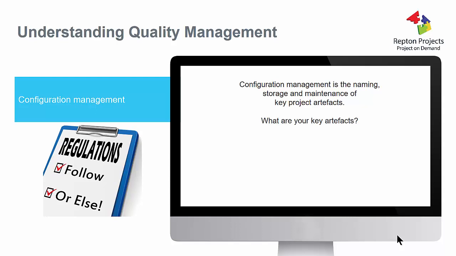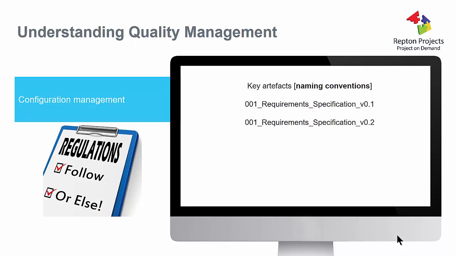So a question really is, what are your key artifacts? And if we lost it, would it stop the project? So a key artifact might be a business case for the project. It might be your requirement specification. Think about what would happen if we lost the requirement specification.